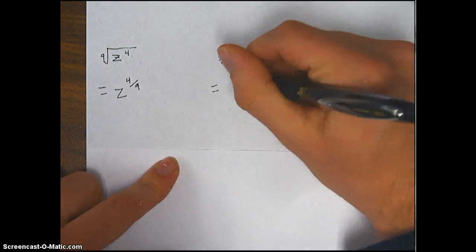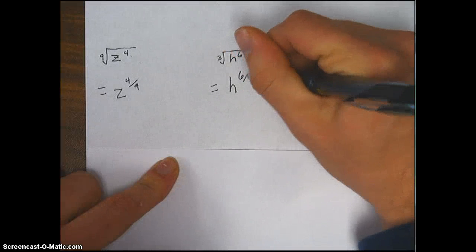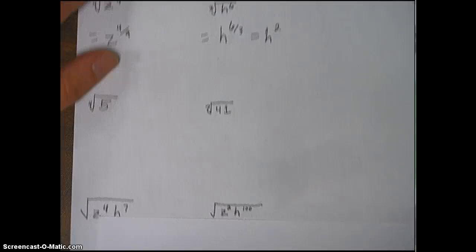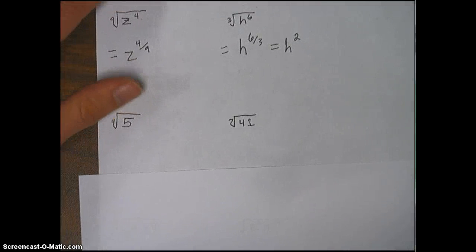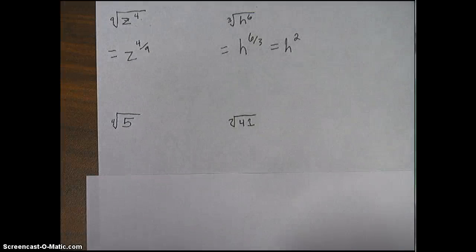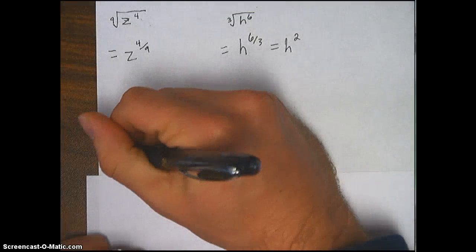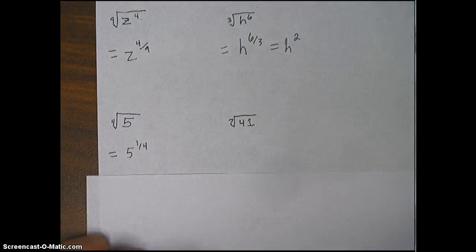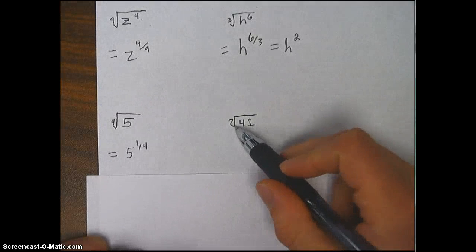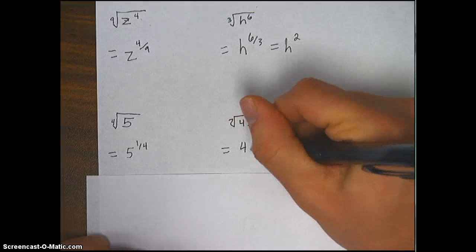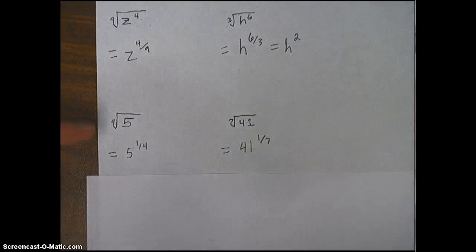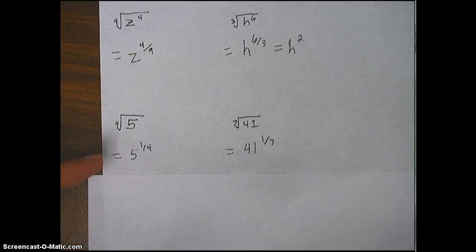So over here, this is going to equal h to the 6/3, which of course, if you reduce that fraction, is h to the 2nd power. But you can do it with things other than just variables. You could do it with numbers as well. So if I have the 4th root of 5, that's simply 5 raised to the 1/4 power. Or if I have the 7th root of 41, that's 41 raised to the 1/7 power. So all we're doing here is converting from radical form to fractional exponent form.